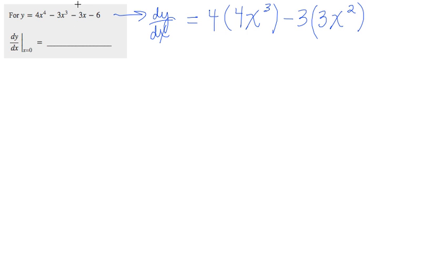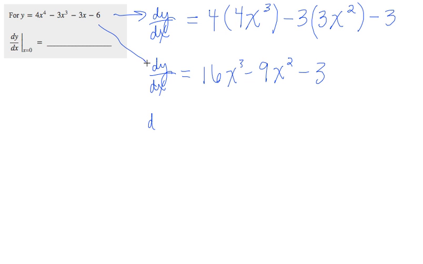Then the derivative of negative 3x, that's a linear term. Like think of the line y equals negative 3x. The slope of that line is negative 3, so its derivative is always negative 3. And the derivative of the constant negative 6 by itself is 0. So before I plug in 0, I'm going to clean this up just a little bit and just write it as 16x cubed minus 9x squared minus 3. And you can just jump straight from here to there once you get good at doing this.